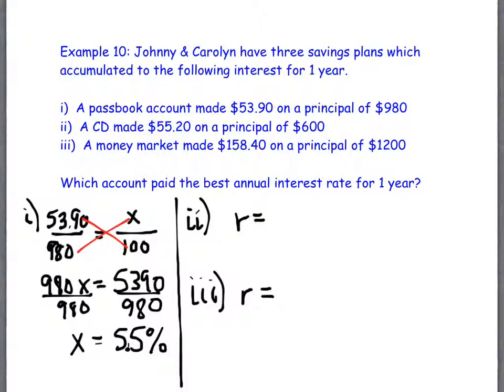What interest rate did we get on number 2? 9.2%. Good. That is correct. What is the interest rate you get on number 3? 13.2%. Now, after all that work, you have to make sure you answer the question. The question was which account paid the best annual interest rate for the 1 year? Yeah, the triple one, right? The money market. So the answer is that the money market did.